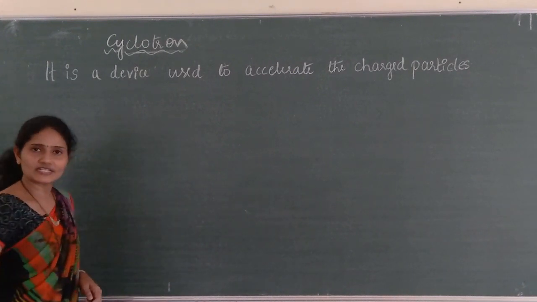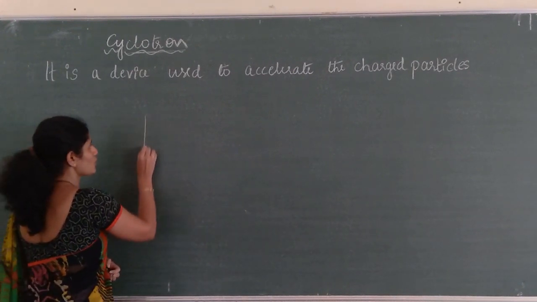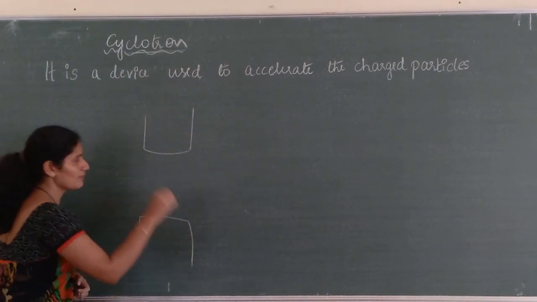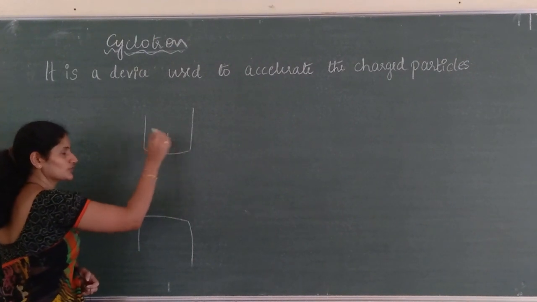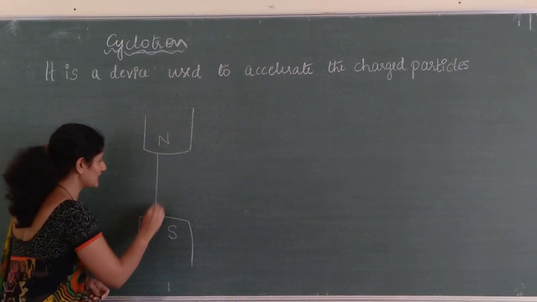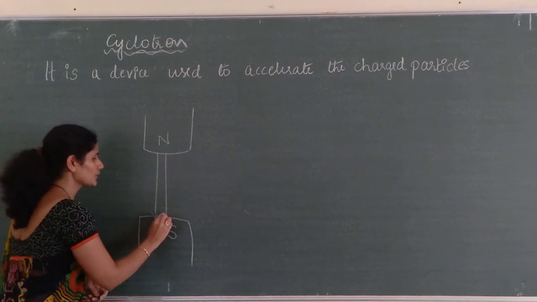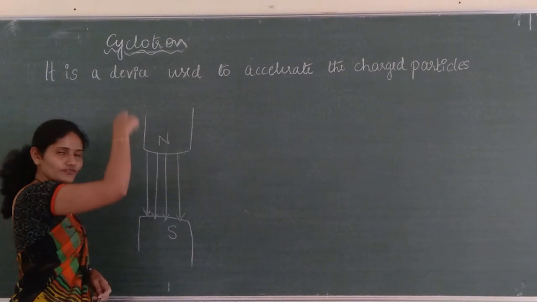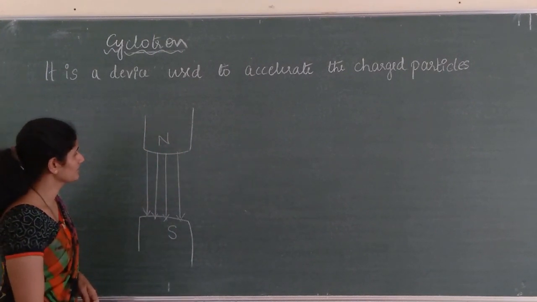How is this magnetic field created? By using two strong pole pieces of a magnet we can create a magnetic field. So here we have north pole and here we have south pole. So the magnetic field lines are directed from north pole to south pole.